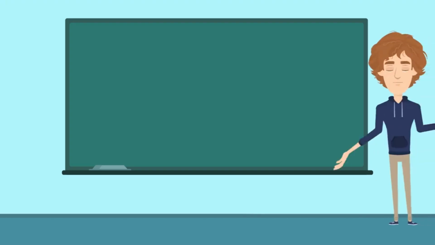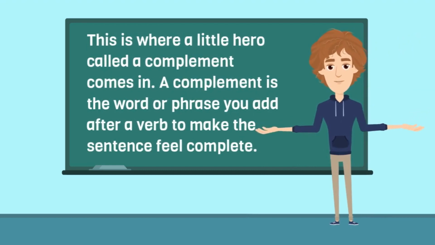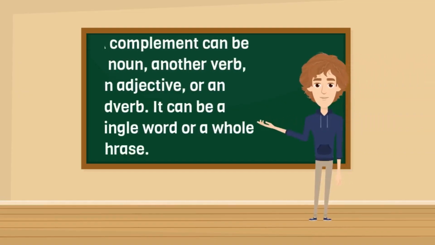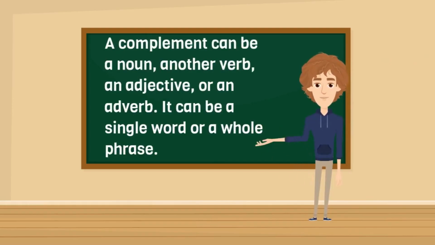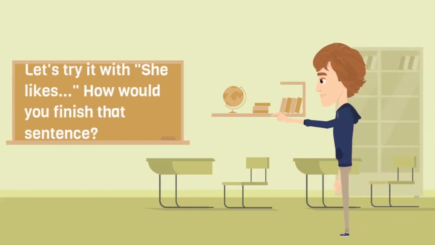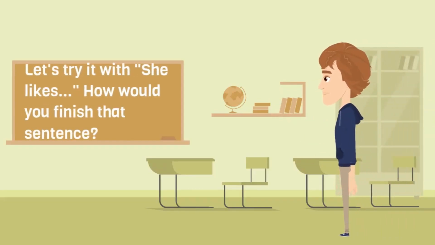This is where a little hero called a complement comes in. A complement is the word or phrase you add after a verb to make the sentence feel complete. A complement can be a noun, another verb, an adjective, or an adverb. It can be a single word or a whole phrase. Let's try it with she likes. How would you finish that sentence?